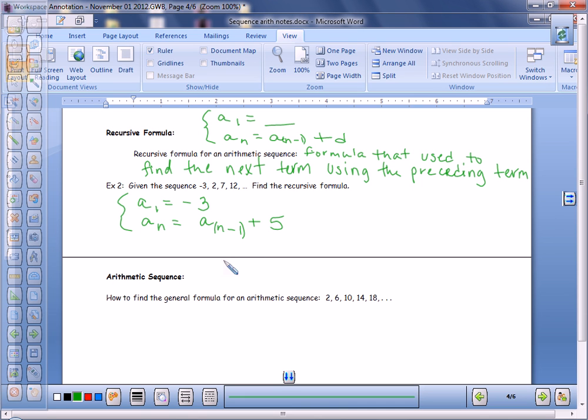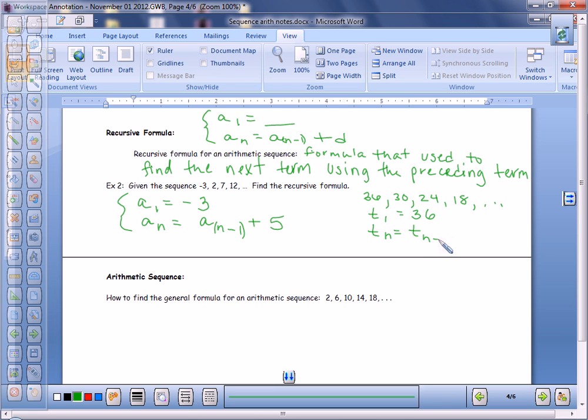Okay, so let's say we had this: 36, 30, 24, 18, ... What is my first term? 36. Minus 6. Okay, so now to find any term after this, I take the term before it and subtract 6 from it.